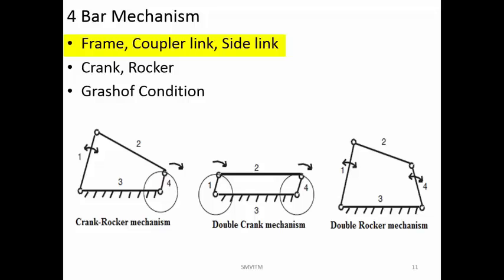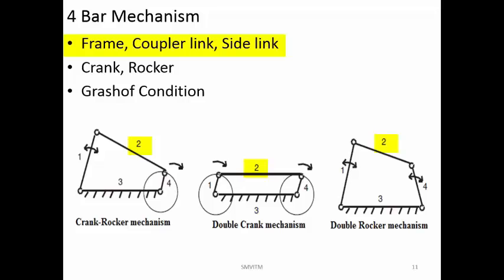Now in any mechanism, one of the elements should be fixed. With respect to that fixed element, the other elements are going to move. If you take the example of gears, the gear is mounted on a shaft, the shaft is mounted in a bearing, and the bearing housing is stationary with respect to the other elements. Then only are we going to get the required kind of motion. If none of the elements are fixed, then we will not be able to get the required kind of motion. So that is what we have to understand. So the frame is a fixed member of the mechanism.